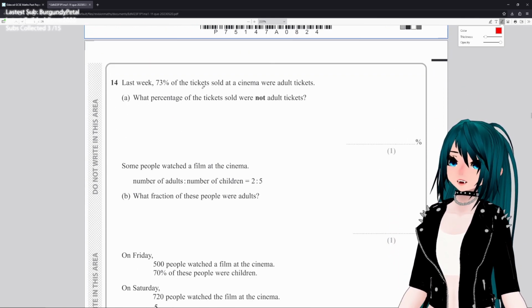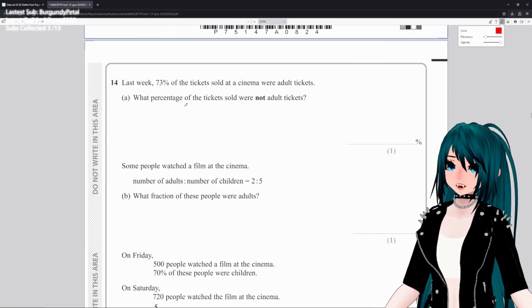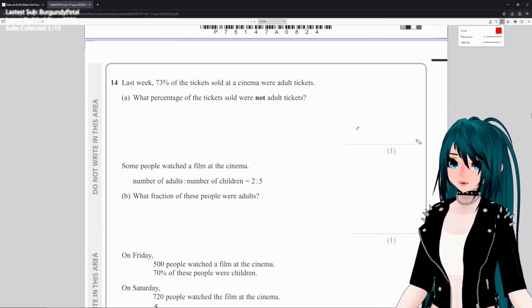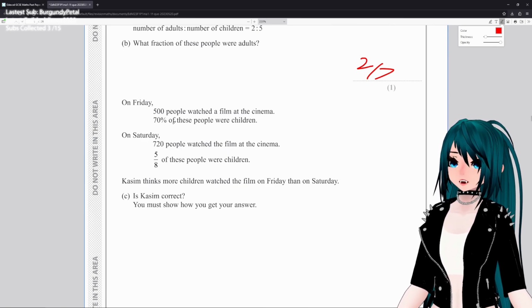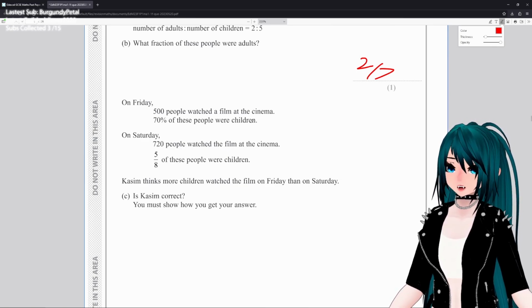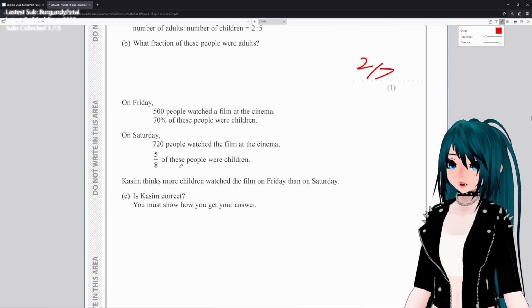Last week, 73% of tickets sold in the cinema were adult tickets. What percentage of them were not adult tickets? Okay, so it's 27%. On Friday, 500 people watched a film at the cinema. 70% of these people were children. Kazim thinks more children watched the film on Friday than Saturday. Is Kazim correct or wrong?